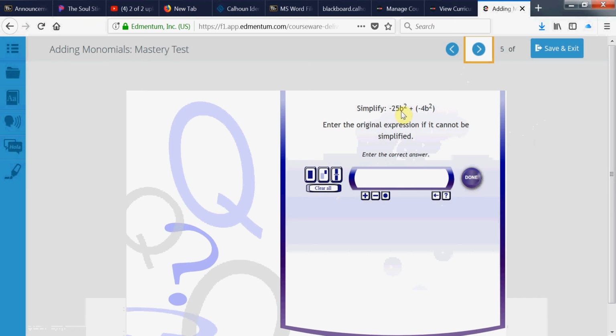Add these two. They both have b to the 2nd, so they are like terms, so I can combine them. I combine by adding two negatives. Negative 25 plus negative 4 is the same as saying 25 plus 4, and you keep the common sign, which is negative. So 25 plus 4 is 29. They're both negatives, so we say negative 29, and then times b to the 2nd power. And they all work in that fashion.